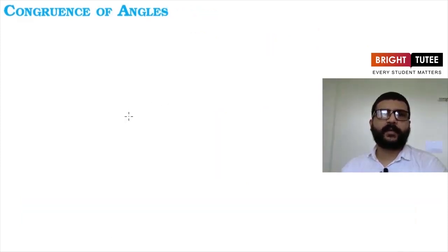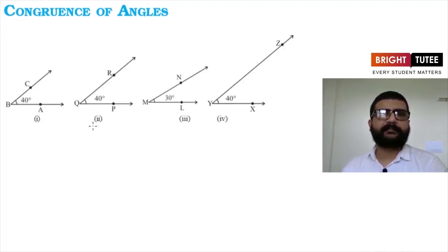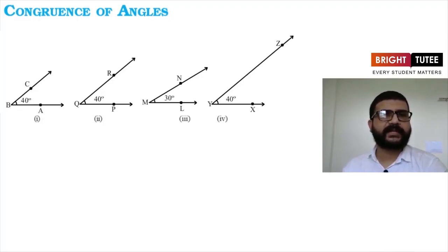Now let's discuss congruence of angles. When do we call two angles congruent? What are the conditions they should satisfy? For that, let's take one example here. So here four angles are shown. The first angle is angle ABC, which is 40 degrees, and then angle PQR, it is also 40 degrees, and angle LMN, it is 30 degrees, and the fourth angle here is XYZ, it is also 40 degrees.